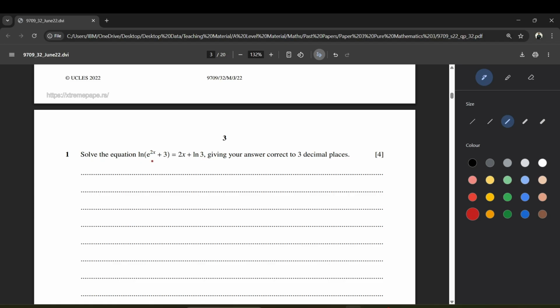Solve the equation ln e to the power 2x plus 3 equals 2x plus ln 3, giving your answer correct to 3 decimal places. Okay, so the first step in this equation would be to collect all the ln terms on one side. So ln e to the power 2x plus 3 minus ln 3 equals 2x. Then using the laws of logarithms, we can write them into a single logarithmic function.